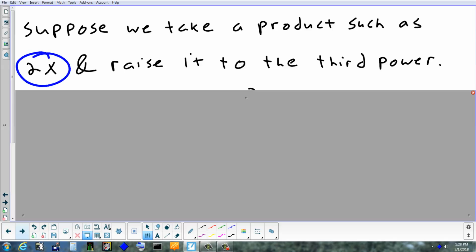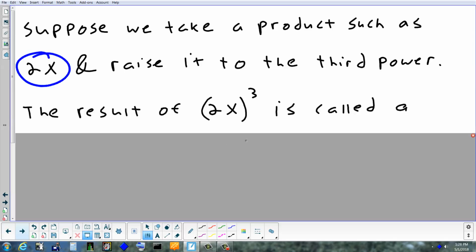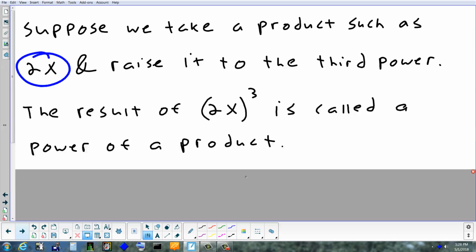How do you pronounce what I just circled? 2x. And it's 2 what x? Times. That's a product. So what we're going to look at in this example is taking a product, 2 times x, in parentheses, and raising it to a power. Okay, I'm going to show you how to do it. This is called a power of a product.